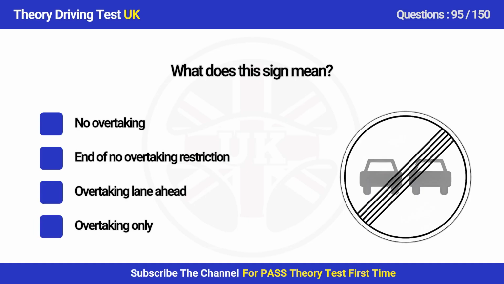Question 95. What does this sign mean? A. No overtaking. B. End of no overtaking restriction. C. Overtaking lane ahead. D. Overtaking only.